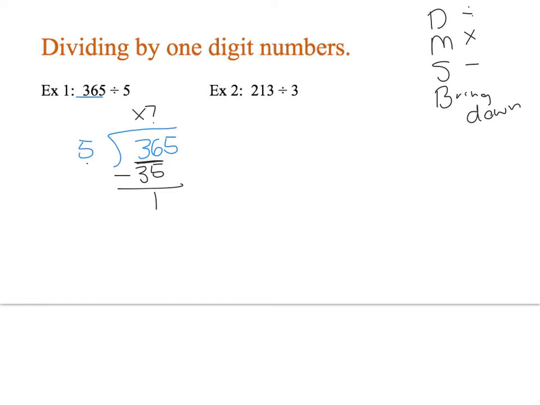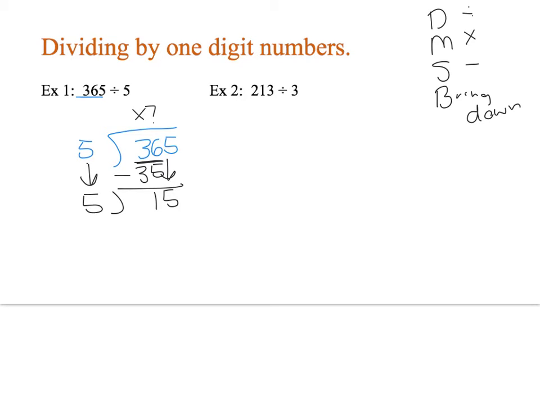And the next step tells us to bring down. So we're going to bring down one digit. Our one digit that we have not used here is the 5, so bring it down with the 1. And now we have the number 15. Then we go through those steps again. Divide. 5 into 15. If you want to bring it down there, you can.